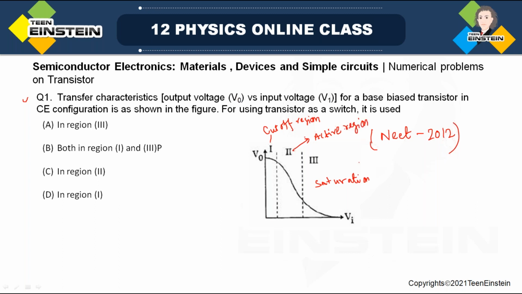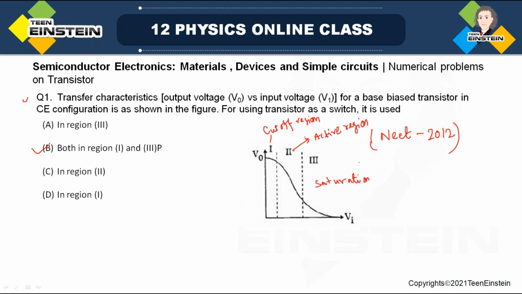We have already discussed the switching action of a transistor. If you want to use a transistor as a switch, your biasing should be such that the transistor will not remain any time in the active region. It will be either in the cutoff region or in the saturation region. So then you will have this option. Option B will be the correct.